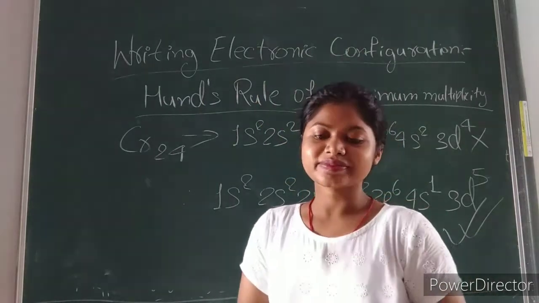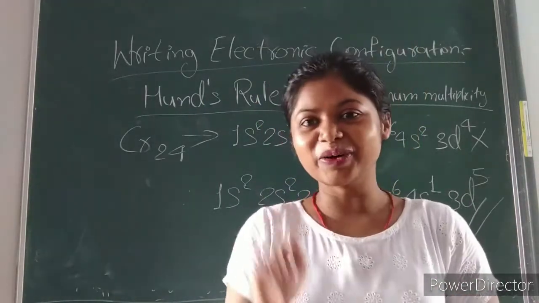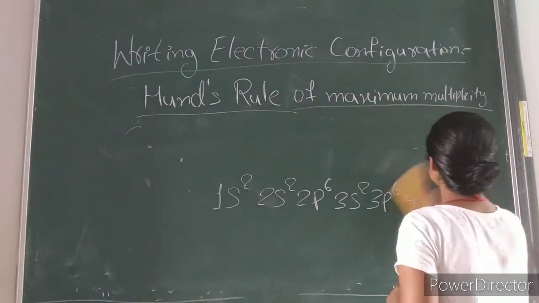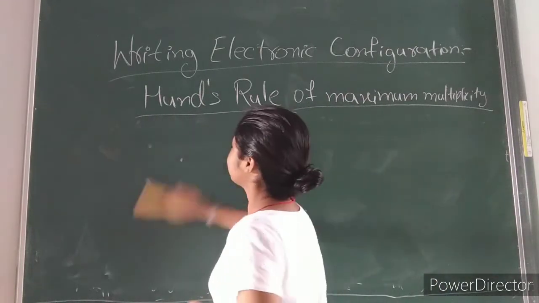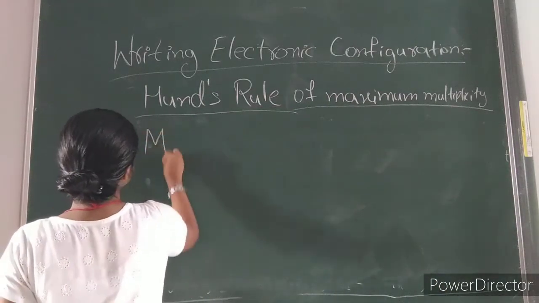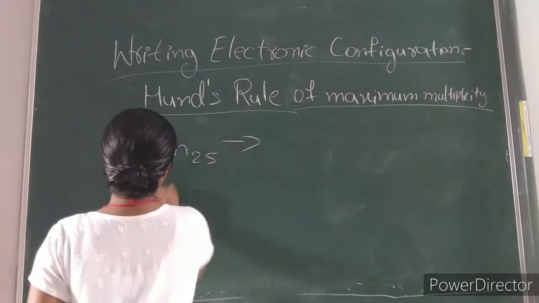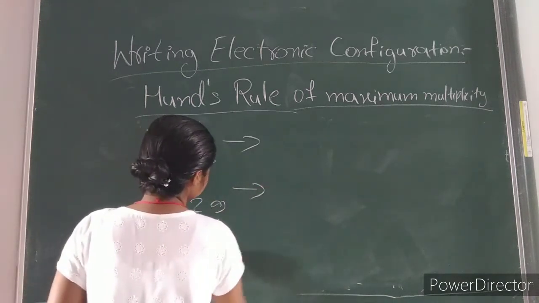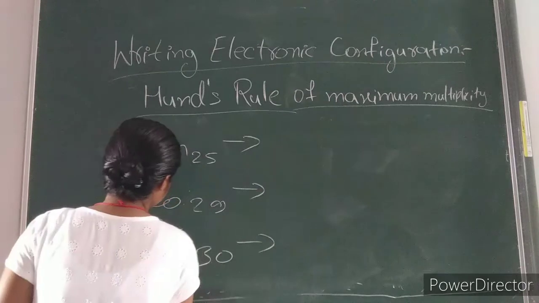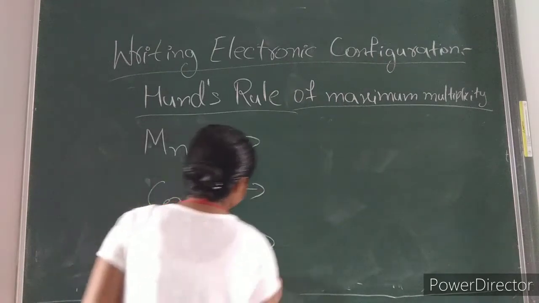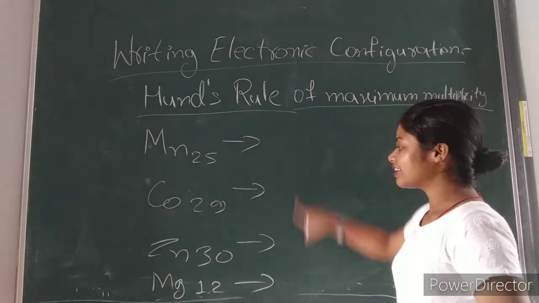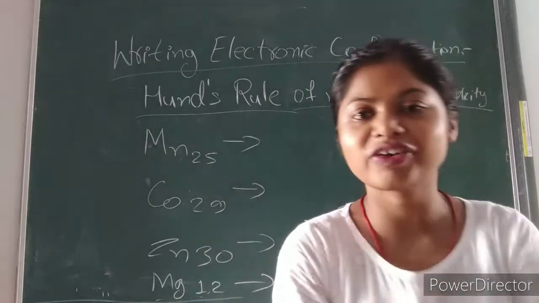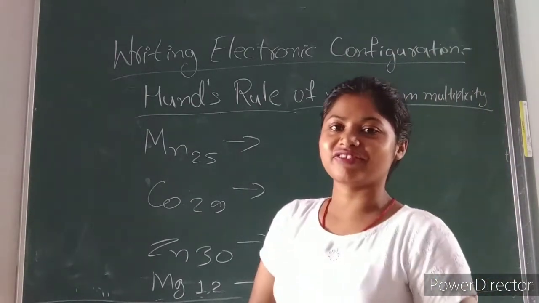Okay, so I want to give you one homework. Write the electronic configuration of manganese, cobalt, zinc and magnesium 12. Okay, if you can write the electronic configuration of these using the three principles, then I will get to know that you have understood how to write electronic configuration.